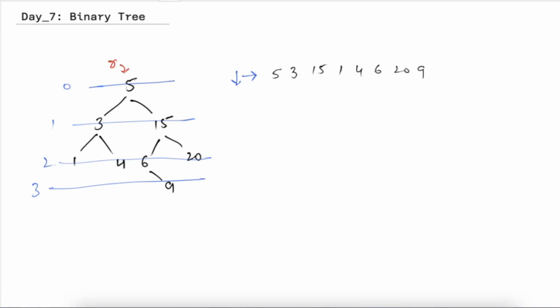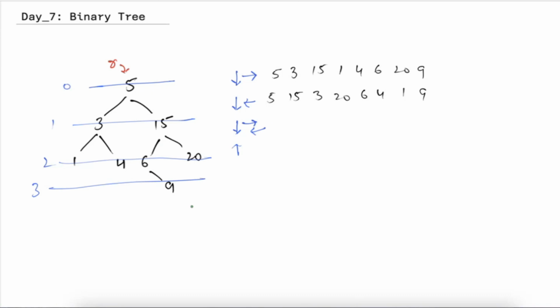Another way can be that you consider the levels in increasing order, but now we are printing every level from right to left. In this case, the output will be 5, 15, 3, 20, 6, 4, 1, 9. Another way can be that we are still considering the levels in increasing order, but now we are printing every level alternately. So the first level is printed from left to right, then from right to left, then from left to right, then from right to left, like that. Another way can be that we are considering the nodes in reverse order of level order traversal.